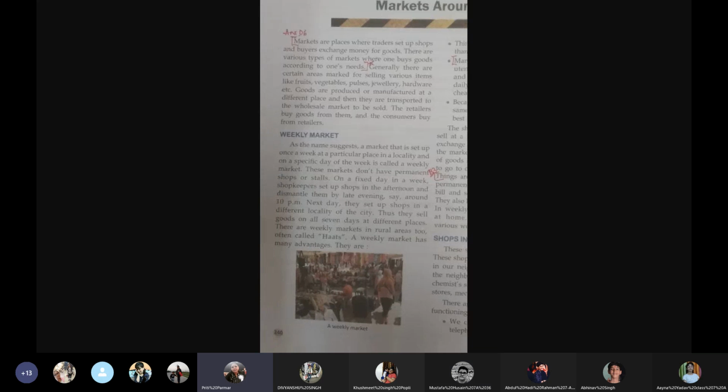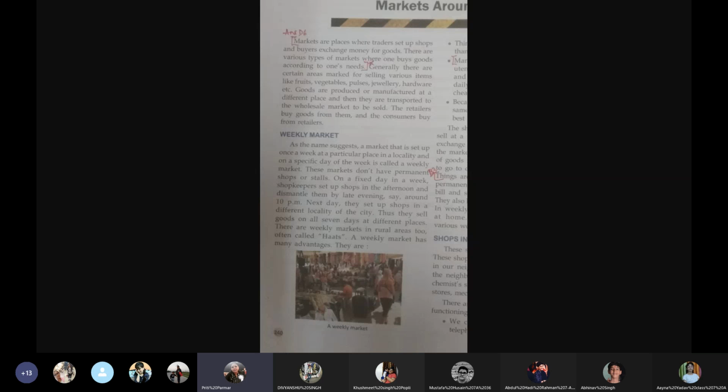Weekly market. Now, this is the most prominent and easy one. Weekly markets, as the name suggests, happen on a particular day of the week. A market that is set up once a week in a locality on a specific day of the week is called a weekly market. It is set up on a day, just once a week.